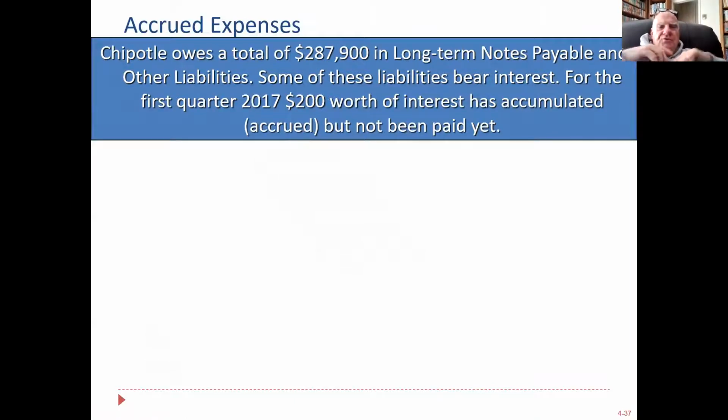Chipotle owes a total of $287,900. They borrowed money, and that money is costing them interest, $2,400 a year.